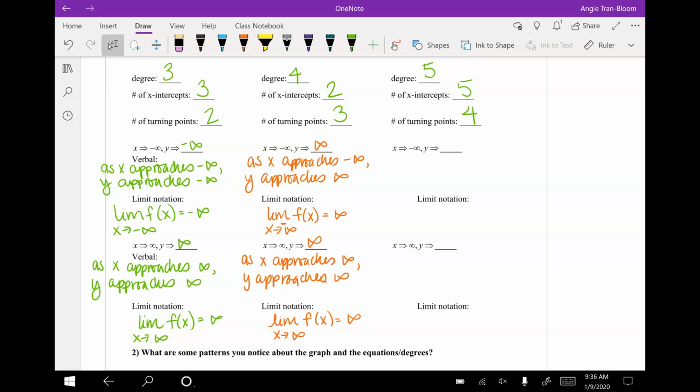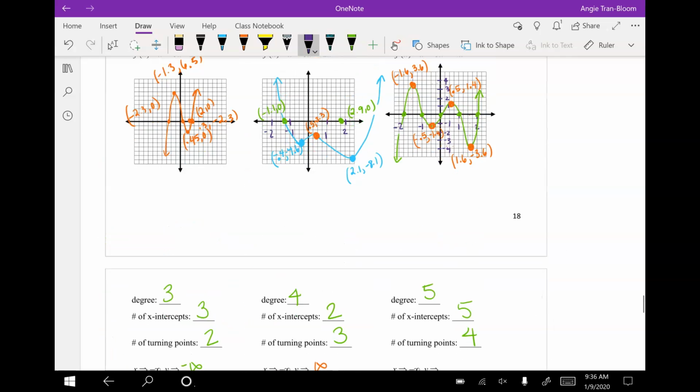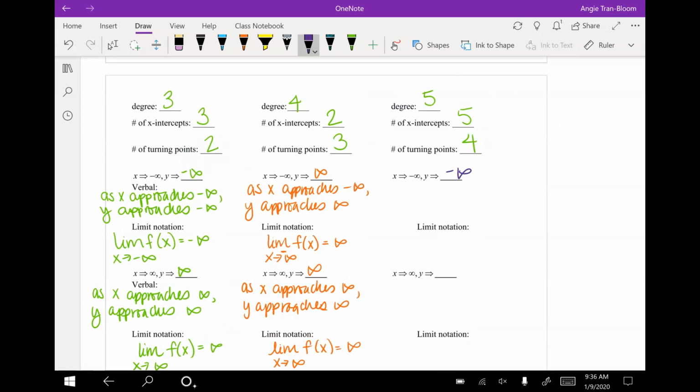Okay, here we go. Answer number 1. As x approaches negative infinity, what does y approach? On the quintic, y approaches negative infinity. Did you guys agree? Yeah. We're not going to verbally spell it out. The reason I spell it out verbally is so we know what to say, but you will need to know how to do the limit notation. So limit as x approaches negative infinity, y was approaching negative infinity as well.